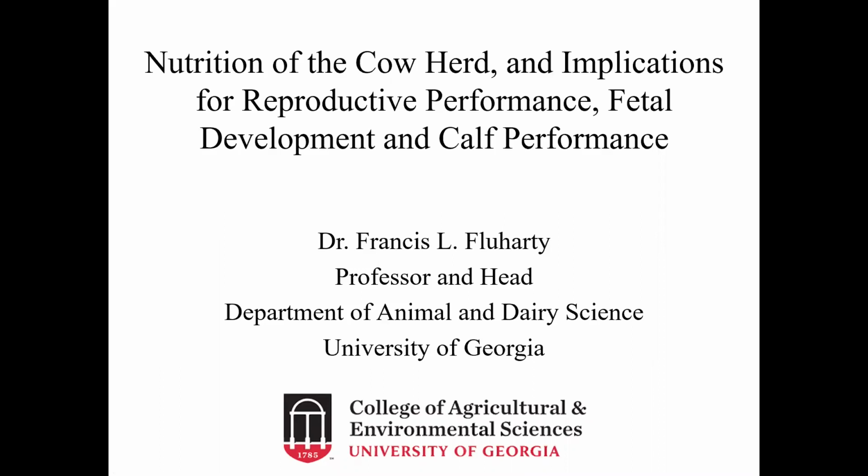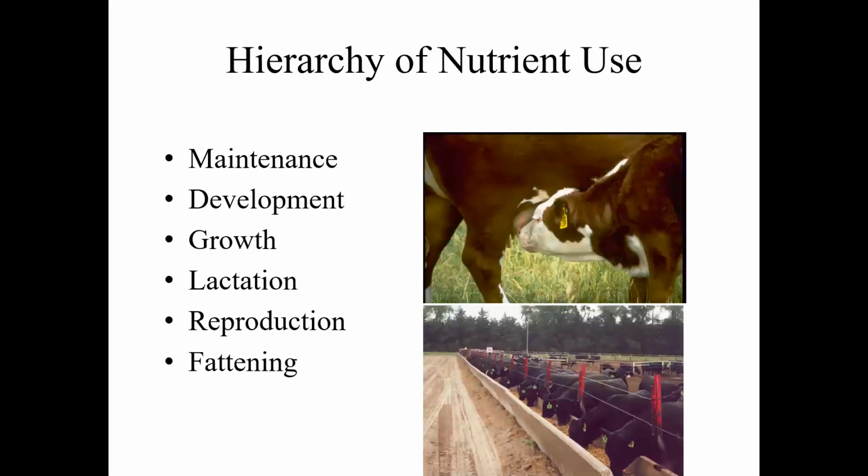Today we're going to talk about nutrition of the cow herd and implications for reproductive performance, fetal development, and calf performance. The first thing we need to understand is that there is a hierarchy of nutrient use. And this hierarchy goes from maintenance to development to growth to lactation to reproduction to fattening. And what this means is if nutrients are limiting for, let's say, development, no growth will occur. And nutrients for growth are used before nutrients for lactation, and nutrients for lactation are used before reproduction.